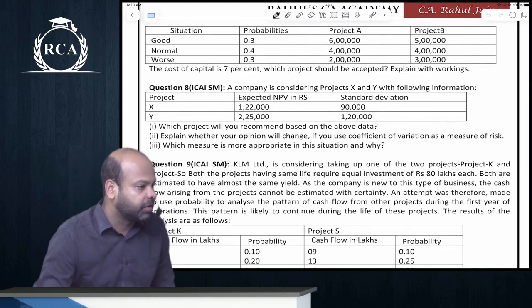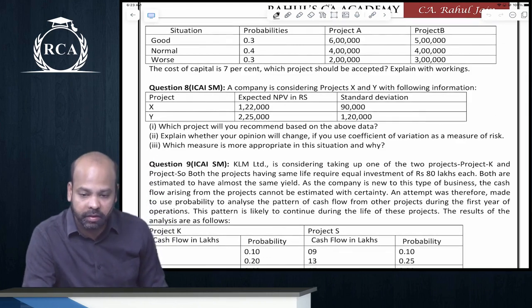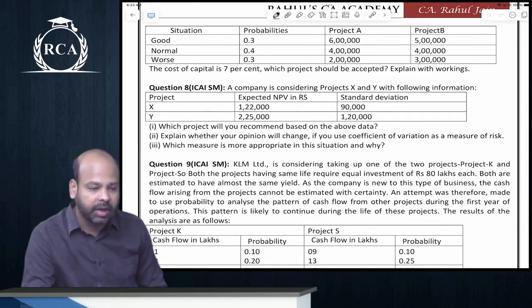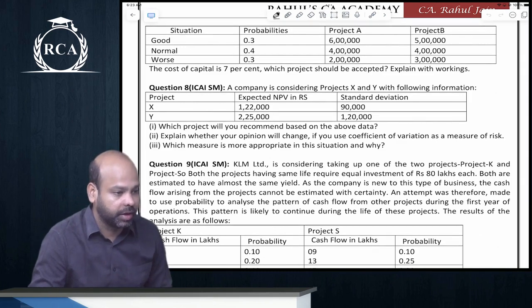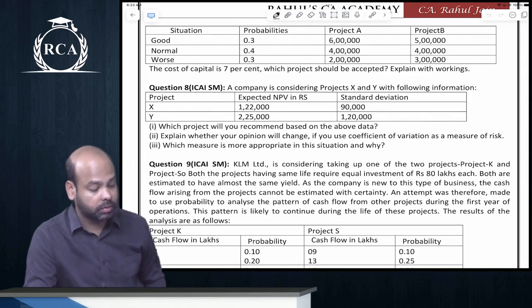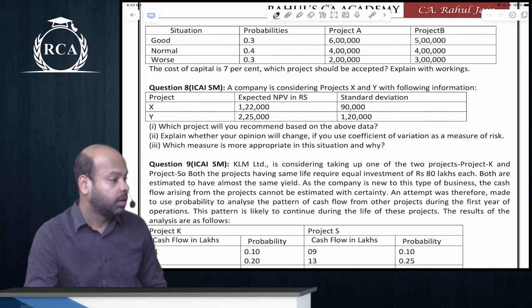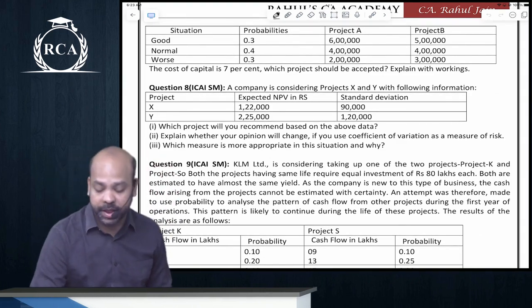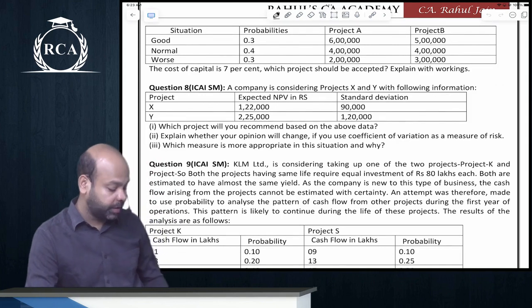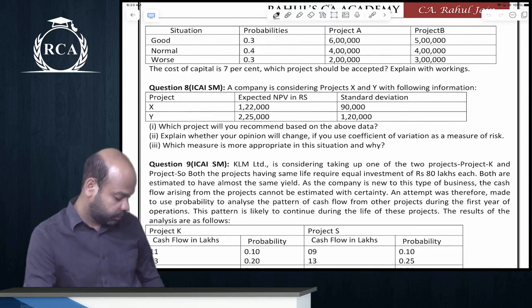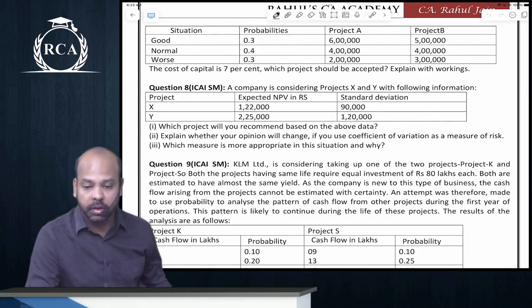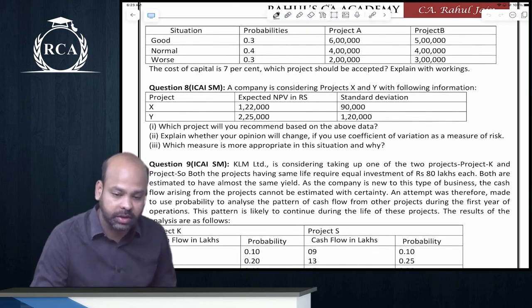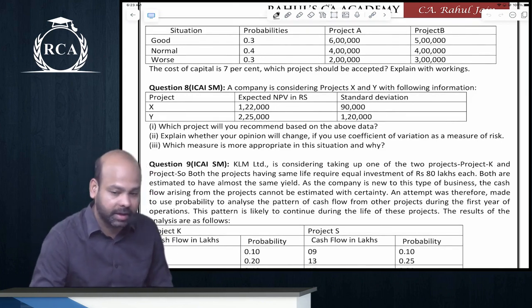And if decision is taken only on the basis of risk, project X with lower standard deviation should be selected.